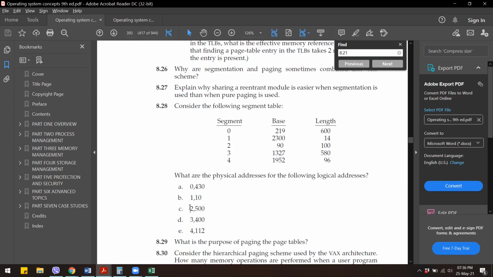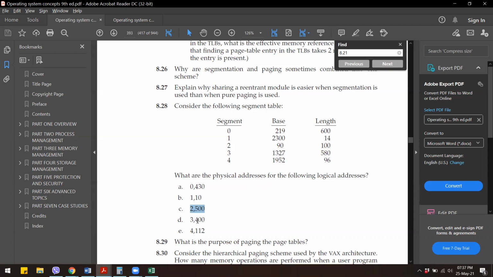So whenever you convert the logical address to physical address in the segmentation method, you need to make sure that the second part in the logical address is always less than or equal to the length of the segment. For the first one, it was okay. 430 was less than 600, 10 was less than 14. But for part C, we have 500 here and we have 100 over here. So 500 is not less than 100. That means this particular logical address is not valid.